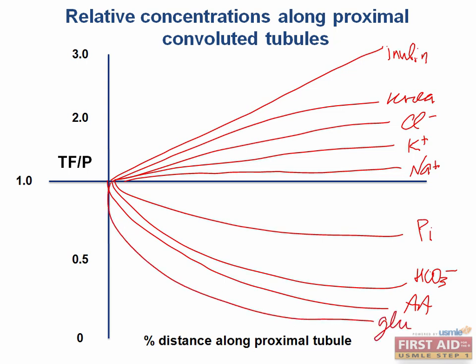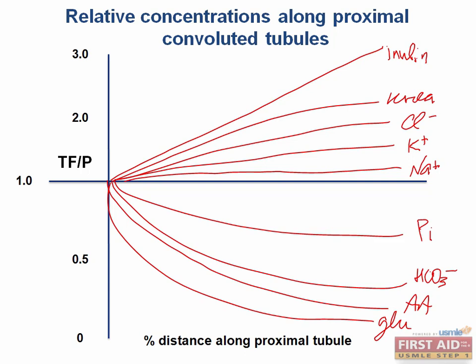Generally speaking, where along the nephron will most of this reabsorption take place? Well, in the proximal tubule. Second, the tubular fluid to plasma ratio can tell you how quickly something is being absorbed relative to water. For example, glucose and amino acids are reabsorbed very quickly in the proximal tubule and much faster than water, so they are completely reabsorbed by the end of the proximal tubule.